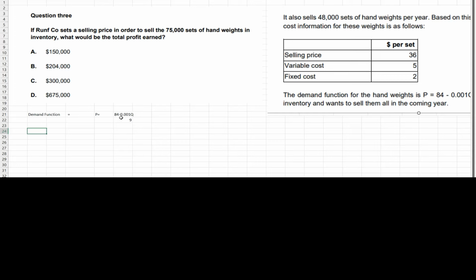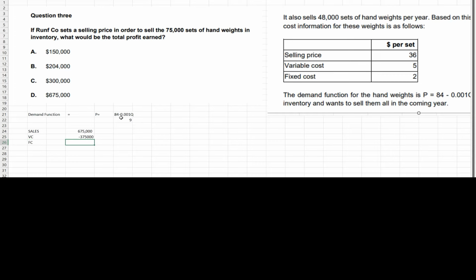So the total sales value will be, if we are selling how much quantity? 75,000, at what price? At 9. So this will give the total sales value of this much. The variable cost given is 5 in the question, and it will be the same, right? And how much quantity are we selling again? We are selling 75,000.